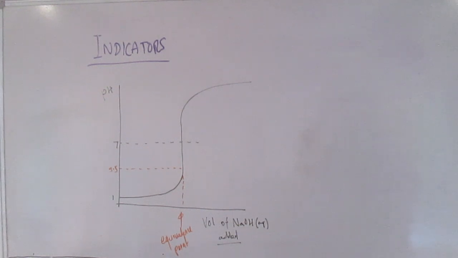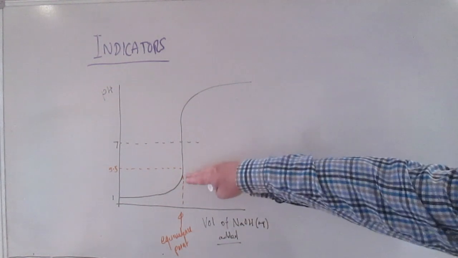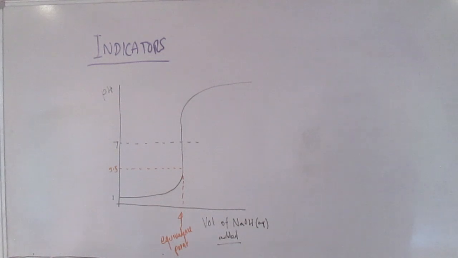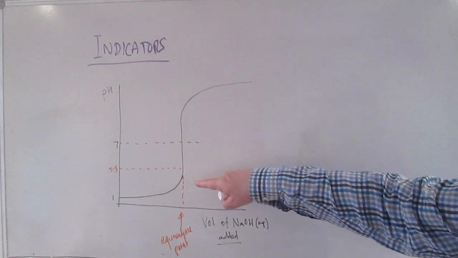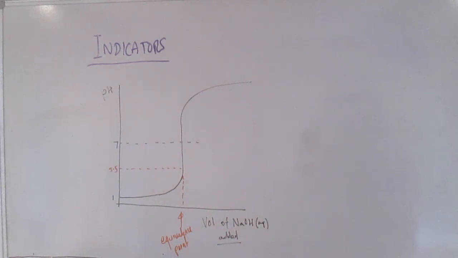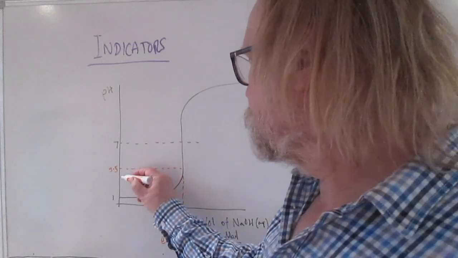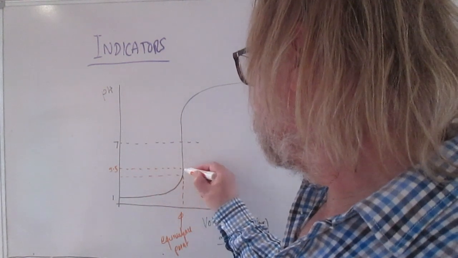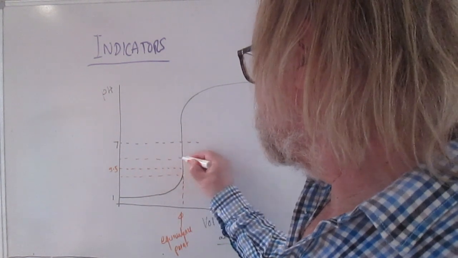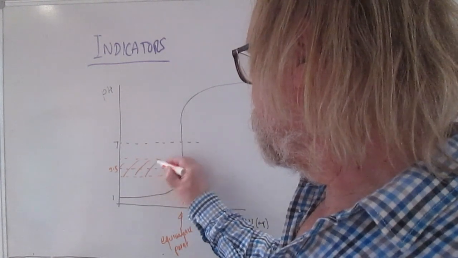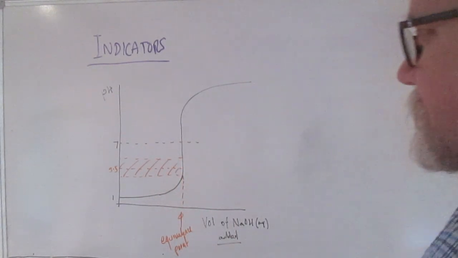So you need to be able to explain that, why you get away with using an indicator with a pH range which is quite far away from neutral, so long as the pH range comes within the vertical region of the curve, then it's fine. So you could mark on the pH range kind of like that and say, yeah, that's within the vertical part of the curve more or less.